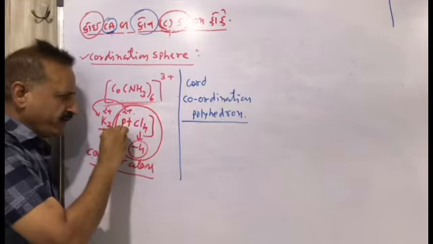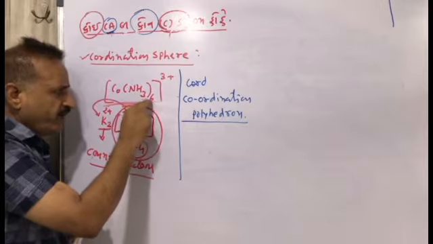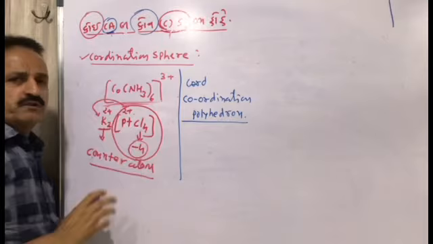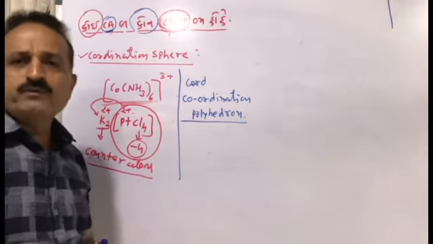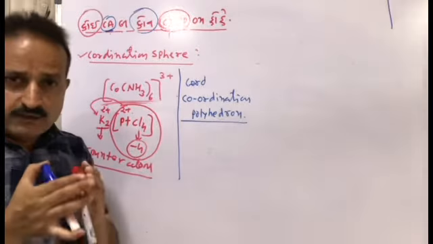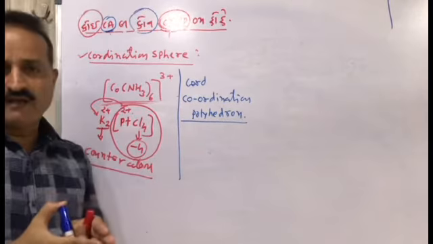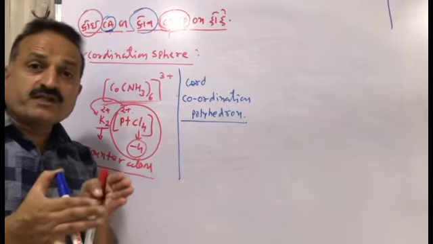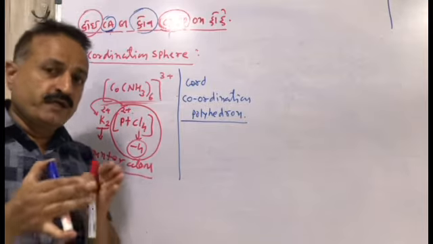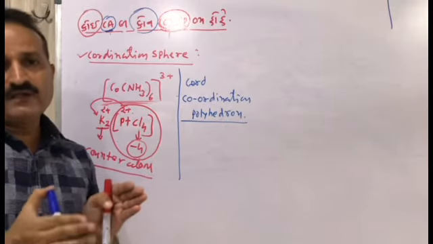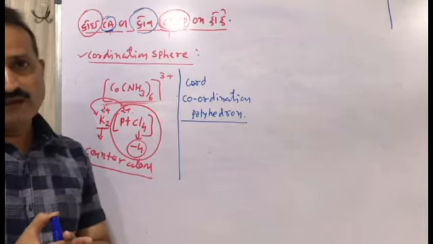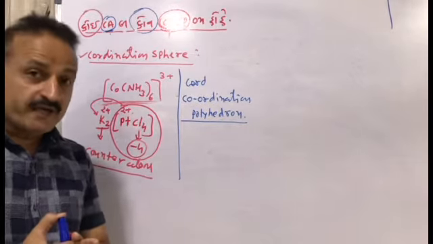4 attached to central atom. Here the number of ligands is 6 attached to central atom, which gives a different type of geometrical design, and the number of ligands will decide which type of polyhedral design will form. It depends on the number of ligands attached to the central atom.